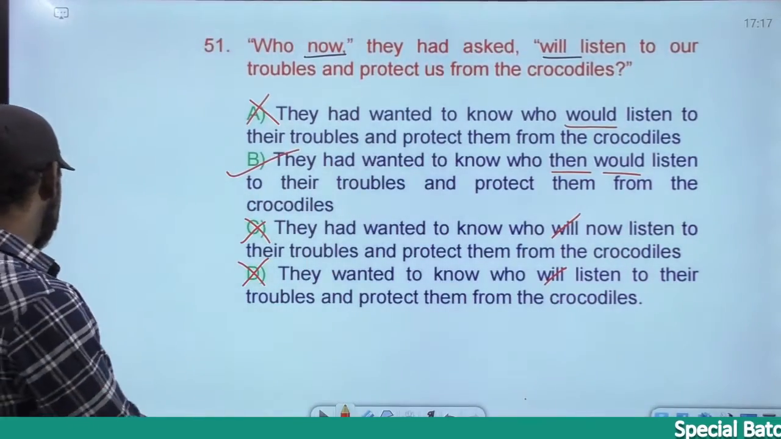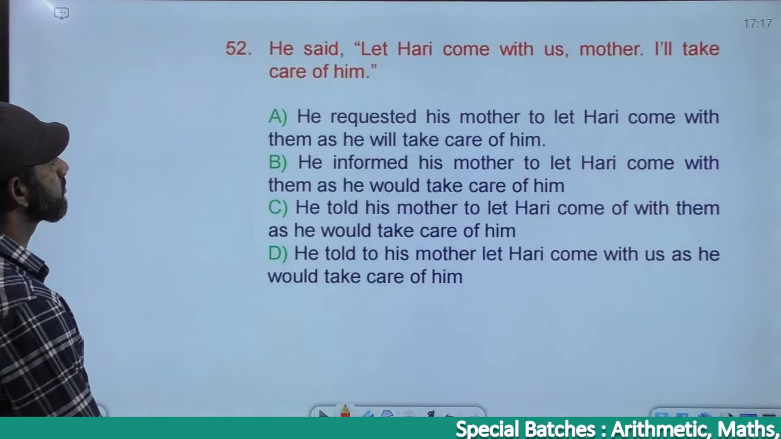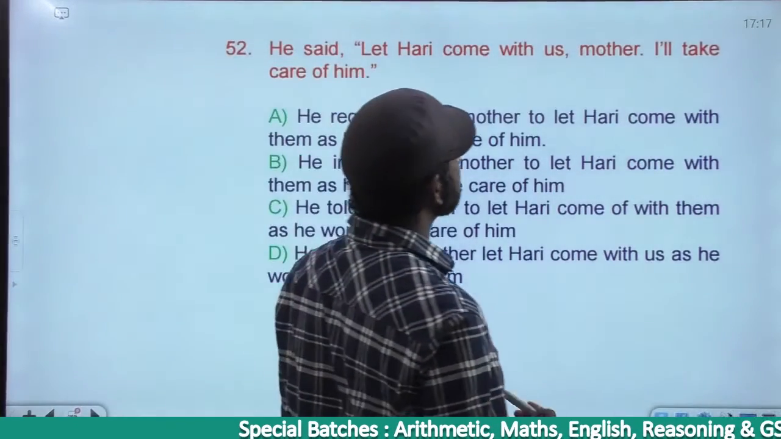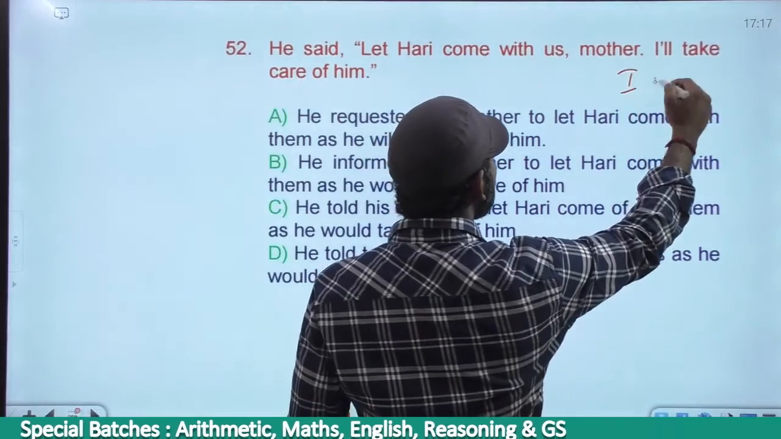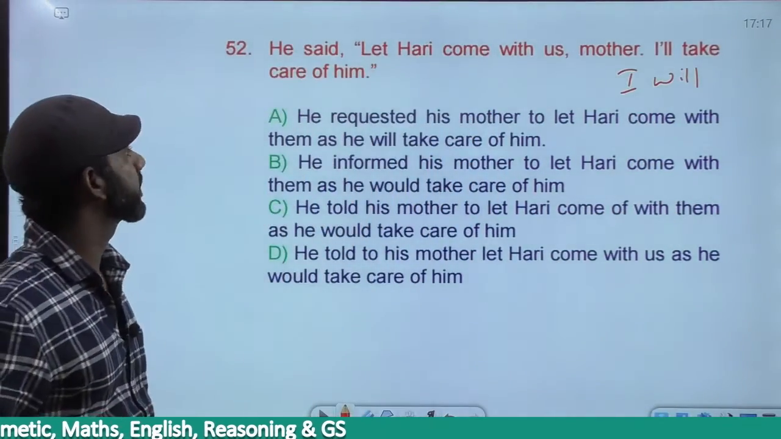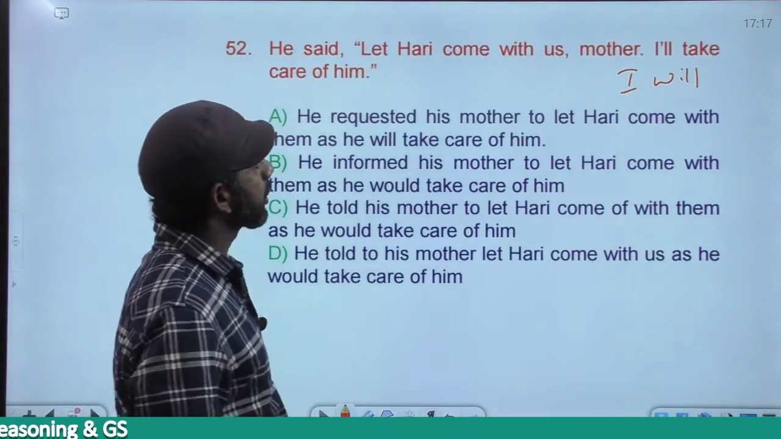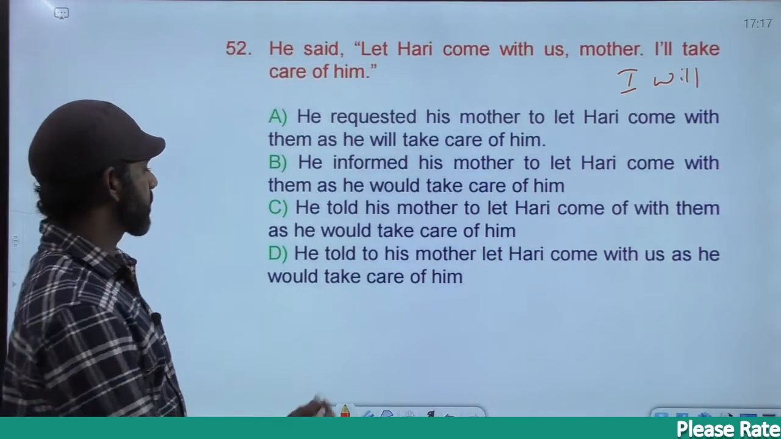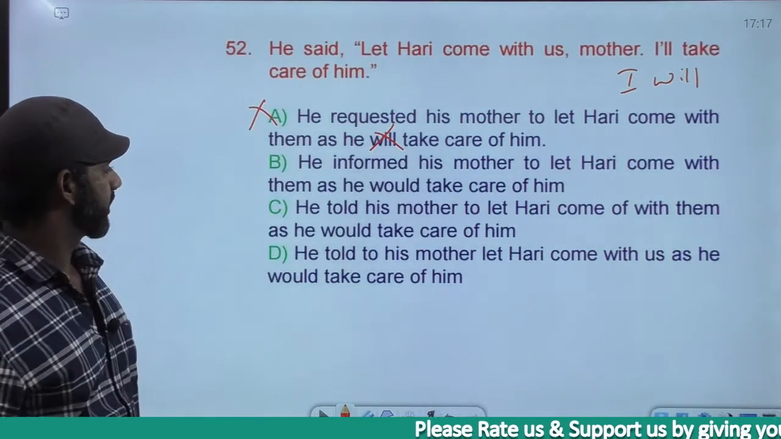Fine. The next one. He said, let Hari come with us, mother. I'll take care of him. I apostrophe L is a short form of I will or I shall. Either of these two is fine. He said, let Hari come with us, mother. I'll take care of him. Will becomes would. Based on that, option A is eliminated. A says will. Fine.